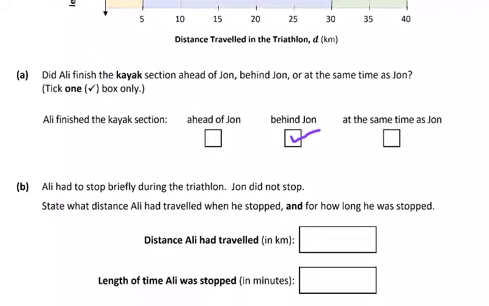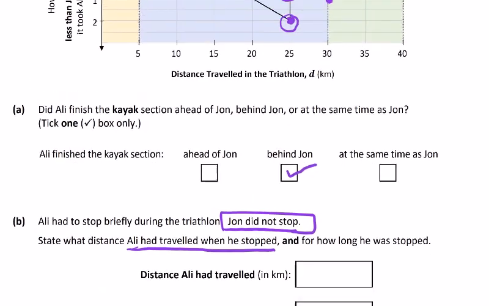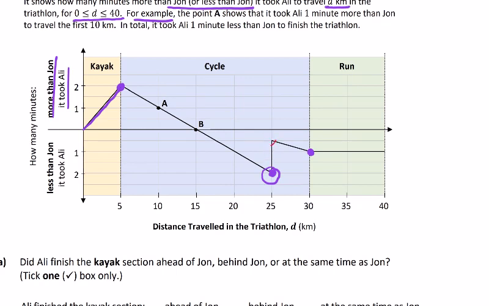She had to stop briefly during the triathlon, and it says John did not stop. State what distance Ali had travelled when he stopped, and for how long he was stopped. Okay, let's have a look. So definitely it looks at this point where something is stopping. There's no movement forward. Let's have a look at how long and the distance.